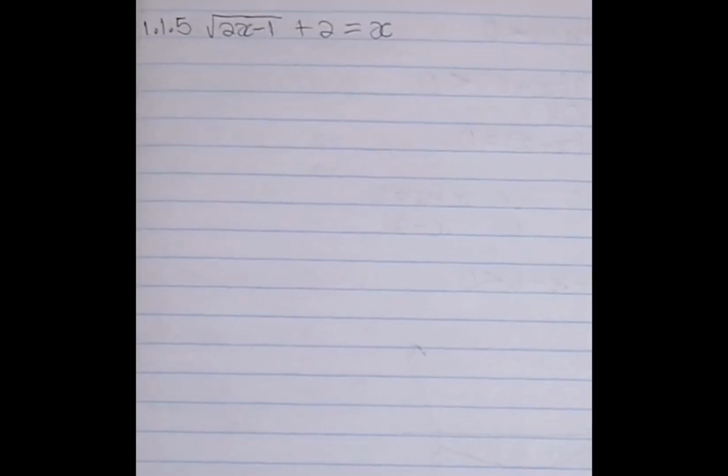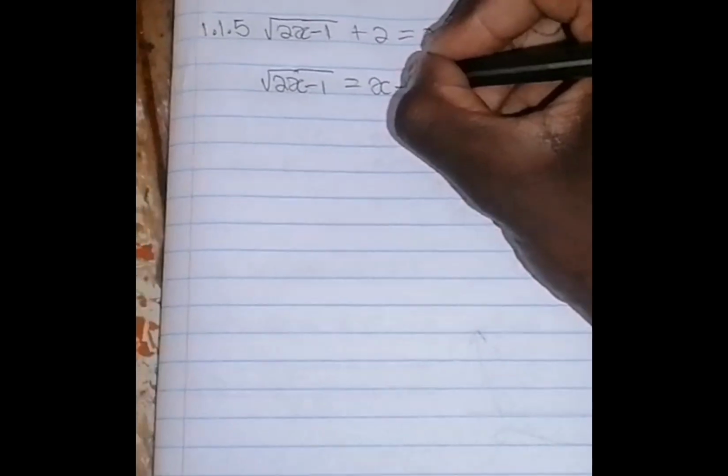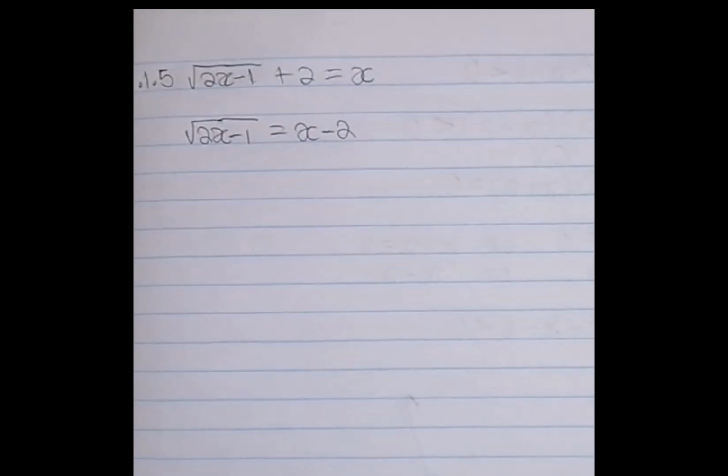1.1.5, we're given a surd equation. Now whenever you have a surd equation, you want to remain with a surd on one side and numbers without a surd on the other side. So here we're going to transpose the positive 2. That's the very first step that we do. So on the left-hand side we remain with the square root of 2x minus 1, which is equated to x minus 2. Now this is what we now have.